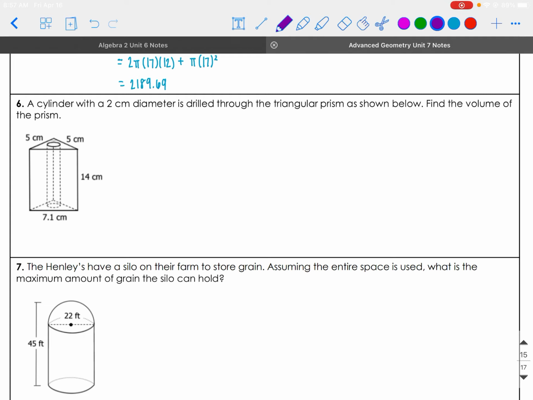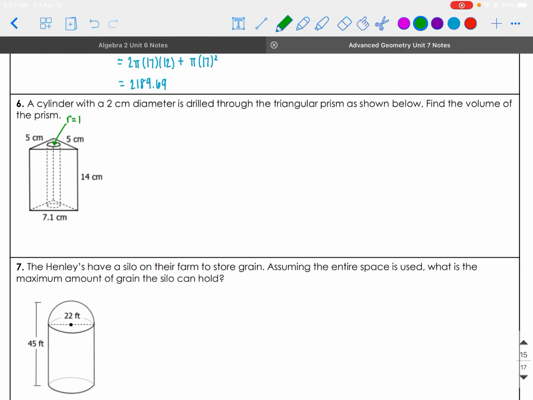Number 6, a cylinder with a 2 centimeter diameter. Okay, so we have a cylinder. The diameter is 2, so the radius is 1. That's drilled through the triangular prism. We want to know the volume. So we have a prism, and we're subtracting out the cylinder.